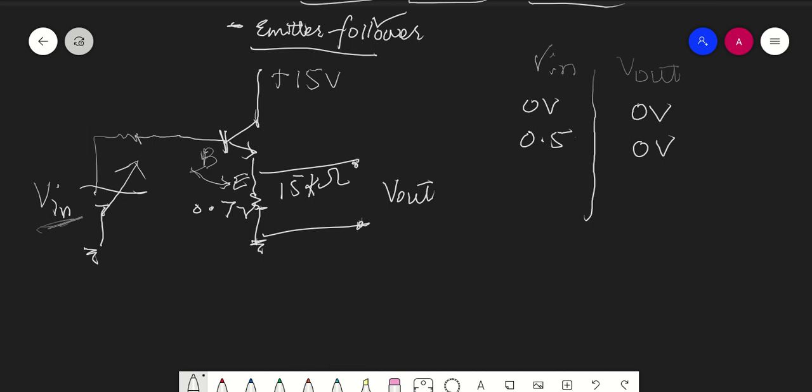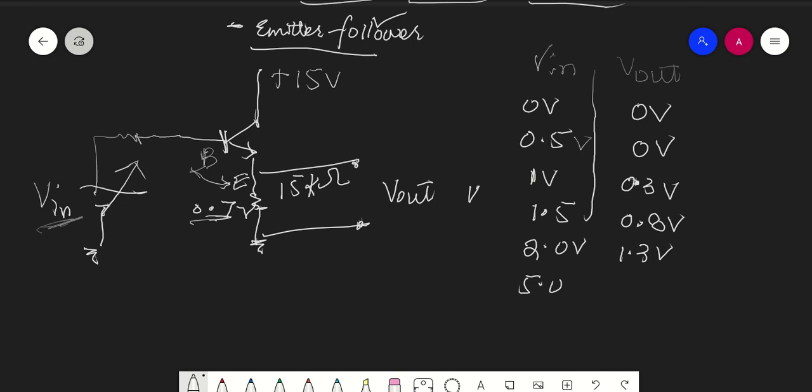So until and unless this voltage is achieved, no current flows. So at 0.5 volt also, it's 0 volt, but when it is 1 volt, the output becomes 0.3 volt. So you just take the 1 minus 0.7 volt, this potential difference is subtracted, and you get the output. Again for 1.5 volt you get 0.8 volt, for 2 volt we have 1.3 volt, and for 5 volt we have 4.3 volt, and likewise you just increase these values and you get the output.